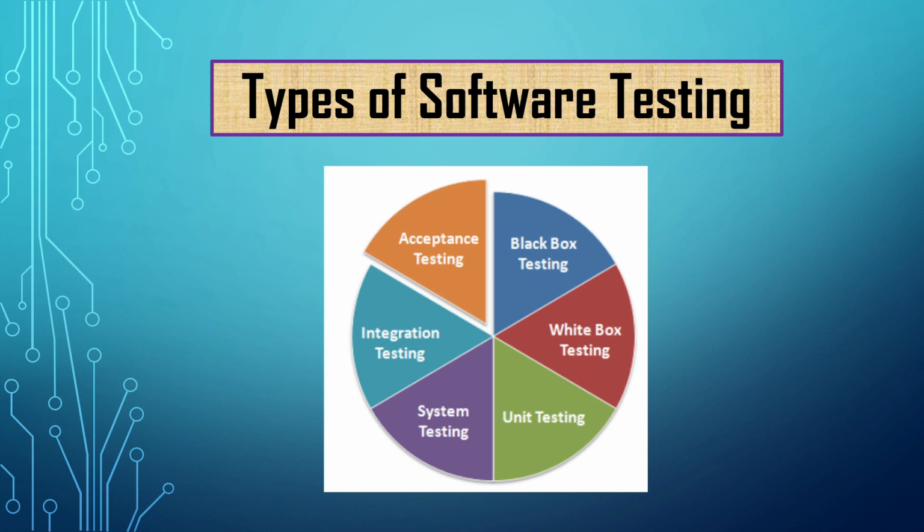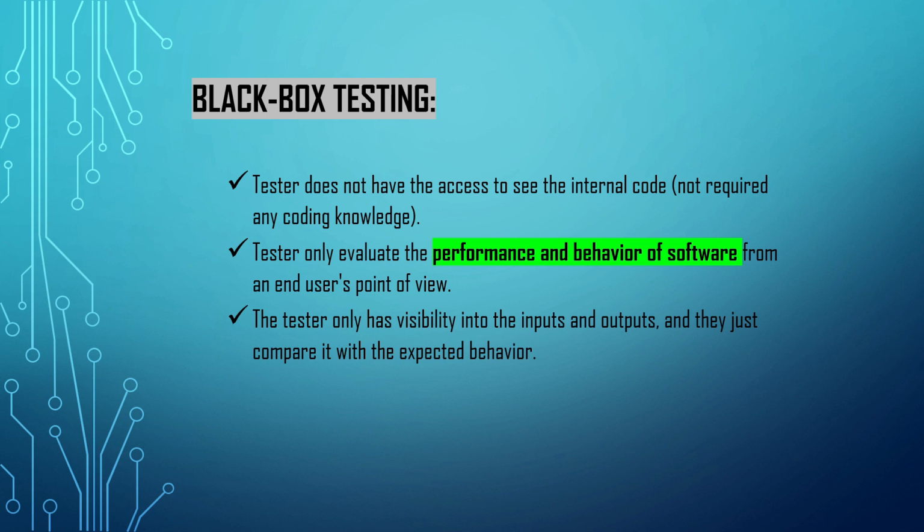The types of testing you are seeing here are black box testing, white box testing, unit testing, system testing, integration testing, and acceptance testing, which is also known as UAT, user acceptance testing. So let's talk more about these types of testing, what are the uses of those types of testing, and how you will do that. So the first one is your black box testing.